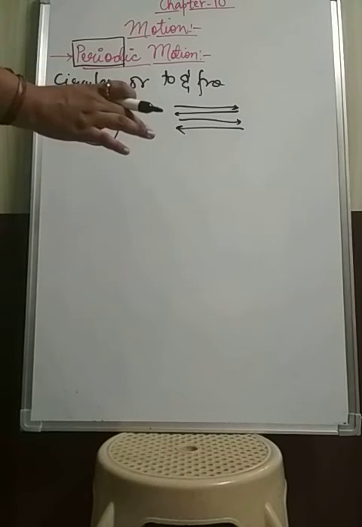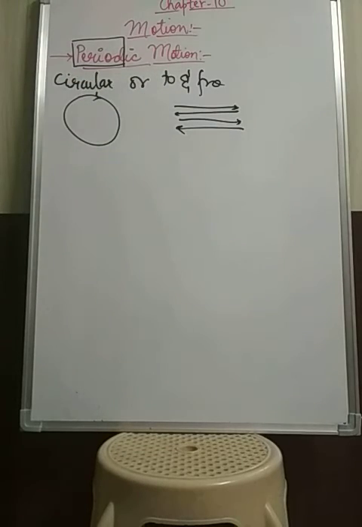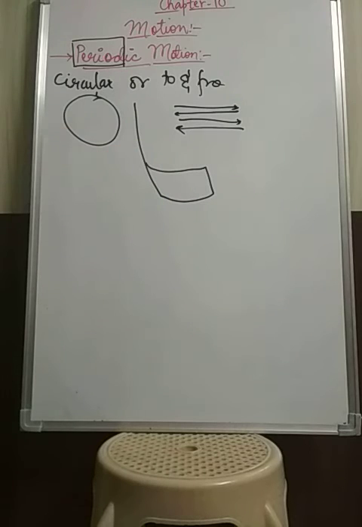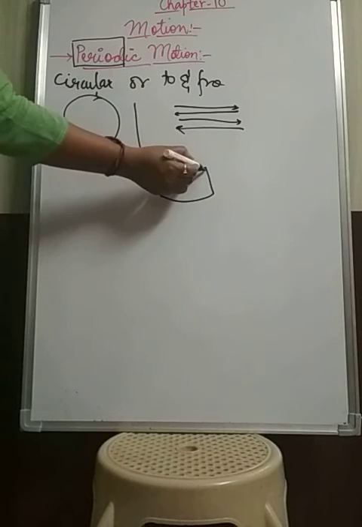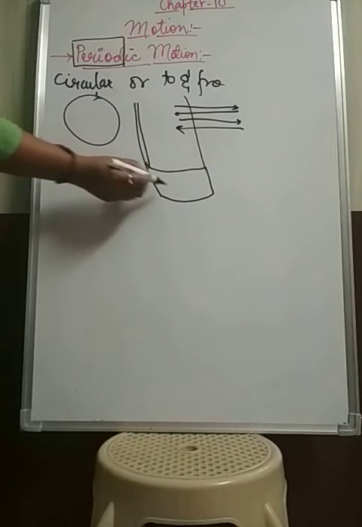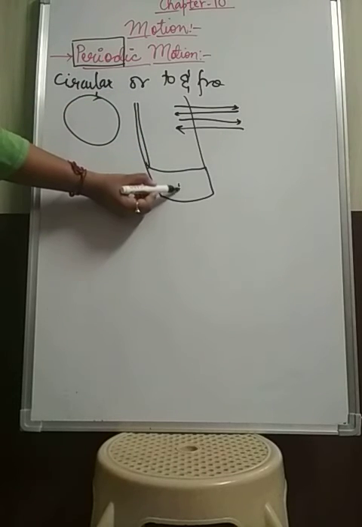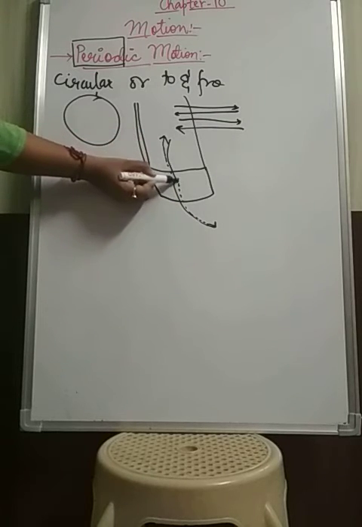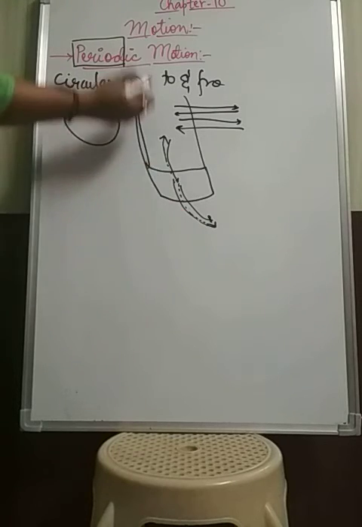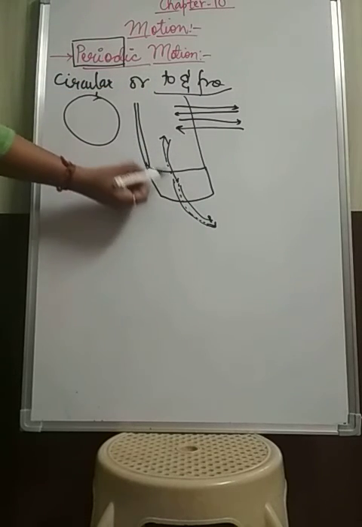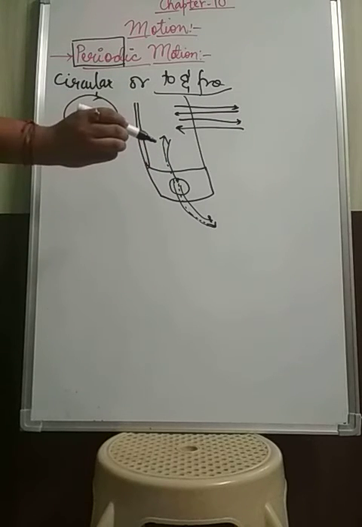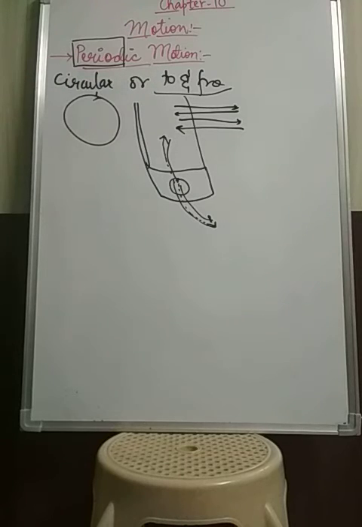Means after a fixed time interval, the swing will move, like if I draw a swing over here, don't go with my drawing, I am just trying. Suppose a girl is sitting over here. Now this swing will move in the forward direction. Then again it will come back and move in the backward direction. Again it will come back, again move forward. So this is actually to and fro motion. And the swing will again come back to its original position in a fixed interval of time. So that is known as periodic motion.